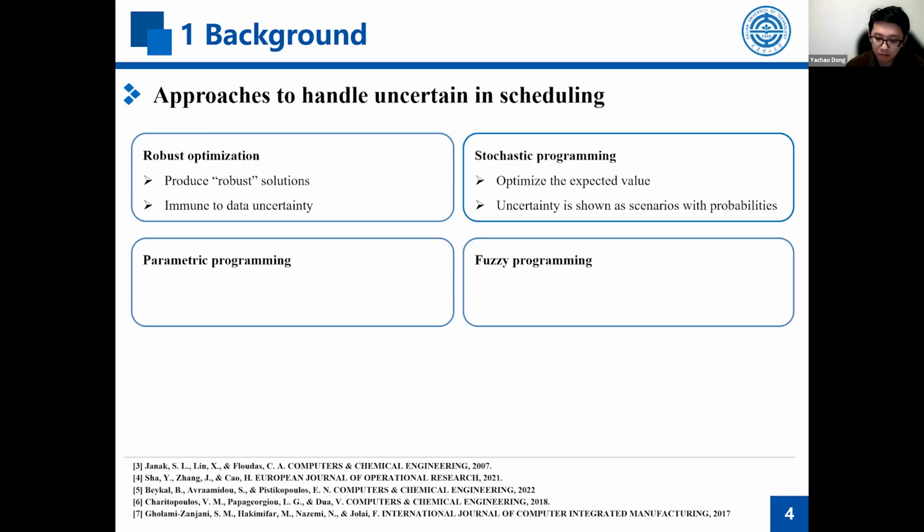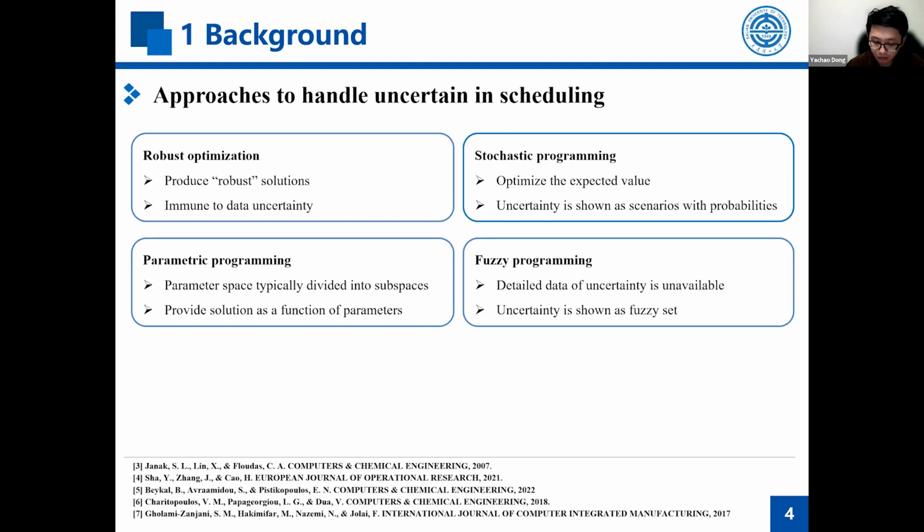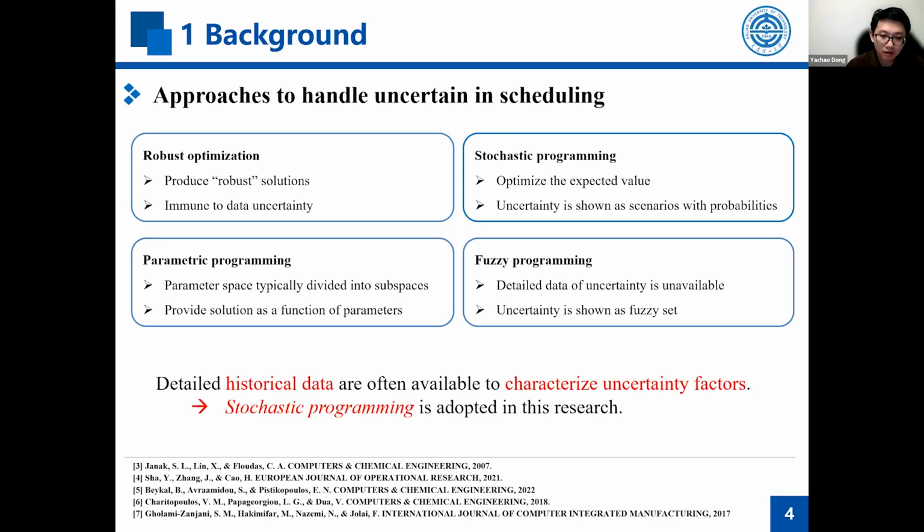On the other hand, in stochastic programming, we optimize the expected value of multiple scenarios, and in this approach, uncertainty is shown as scenarios with probabilities. For parametric programming, the uncertain parameter space is typically divided into subspaces, and this approach provides a solution as a function of the considered parameters. And finally, fuzzy programming is very useful for the case where the detailed data of the uncertainty is not available. And therefore, for fuzzy programming, the uncertainty is shown as a fuzzy set. Considering that historical data are often available to characterize the production environment uncertainty factors in the ERP or MES system for schedules, we adopt the stochastic programming approach in this work.